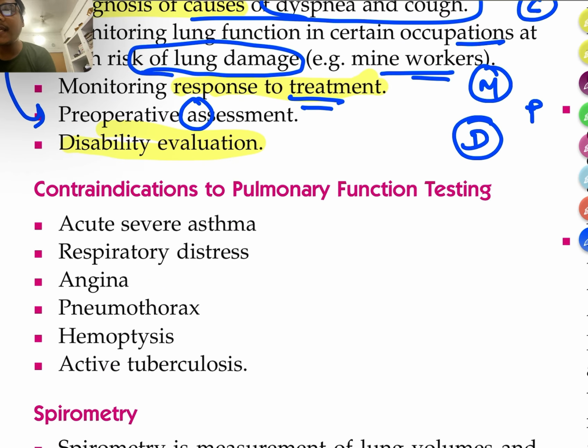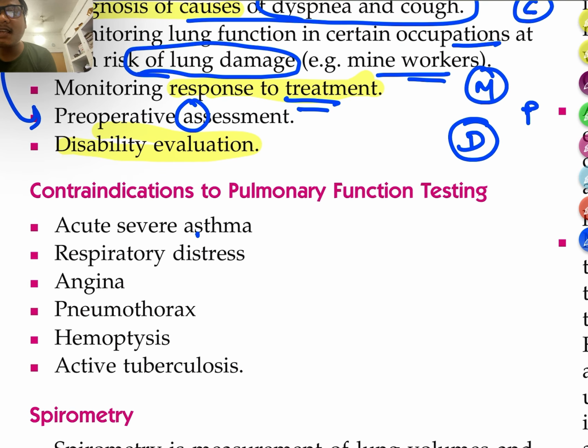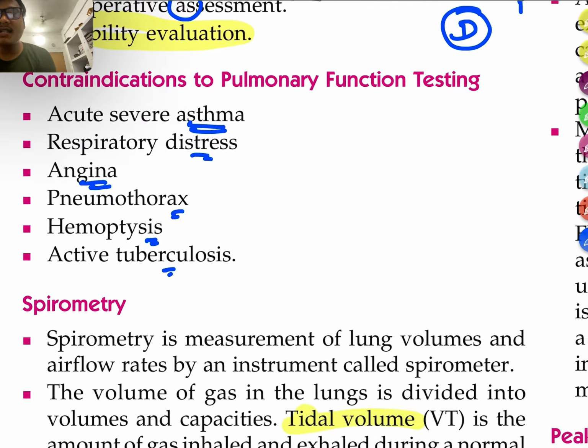What are the contraindications of the pulmonary function test? If the patient has severe asthma, angina, distress, hemoptysis, active TB, or respiratory distress syndrome. These are the 6 conditions where the pulmonary function test is not done.